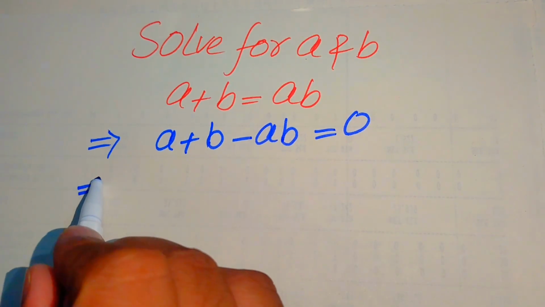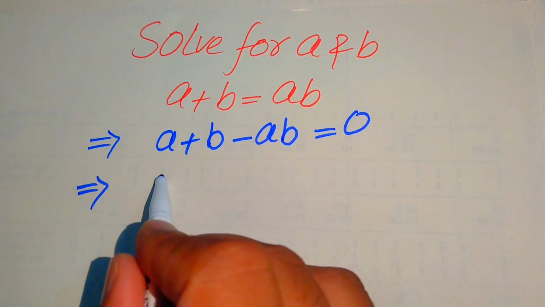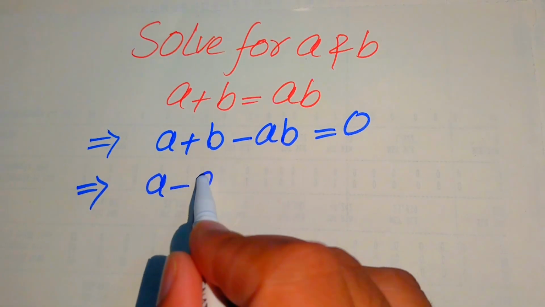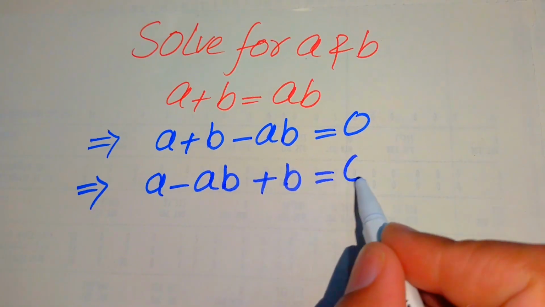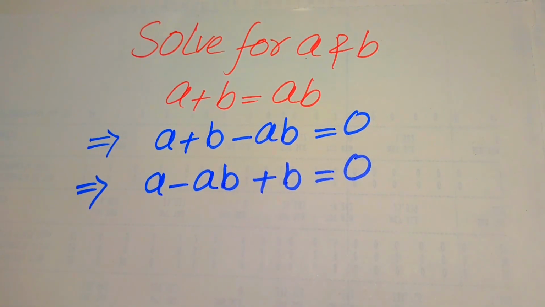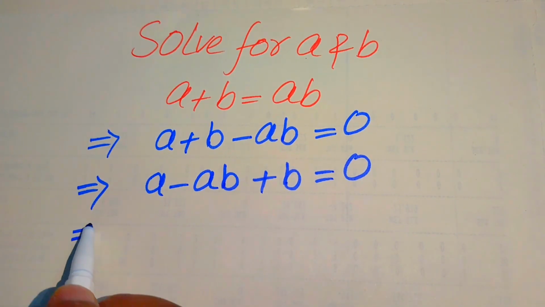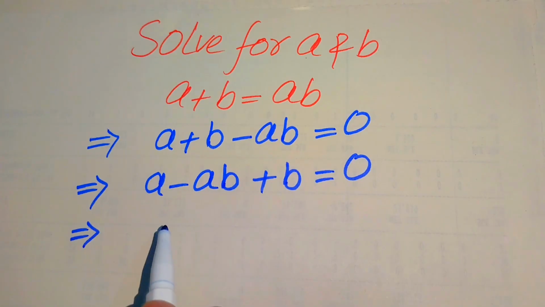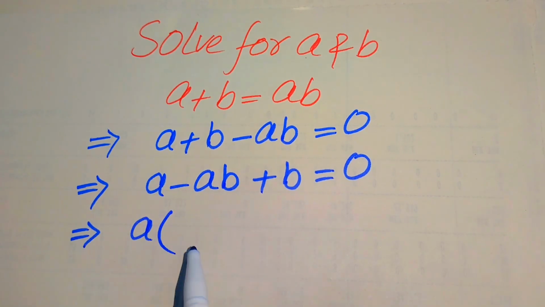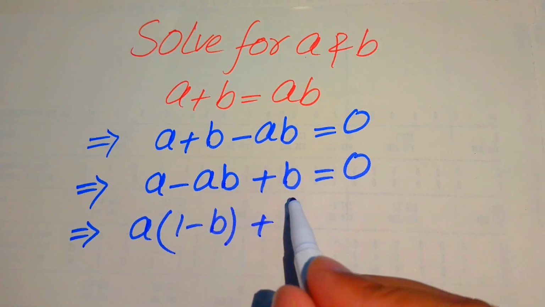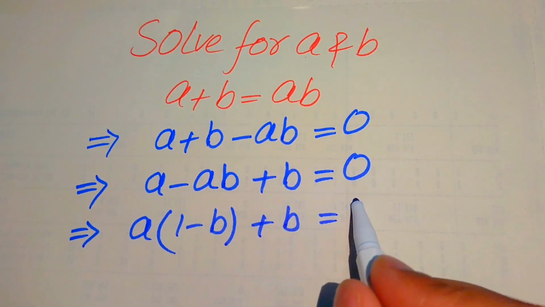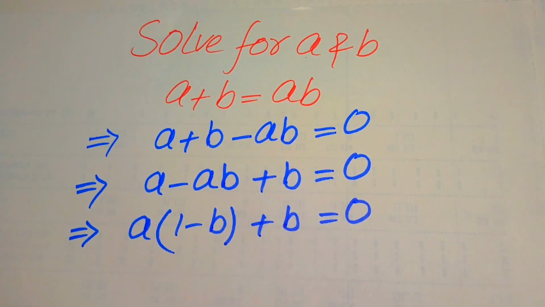Now we rearrange the terms and move minus ab to the front, and it becomes a minus ab plus b, and this whole equation is equal to 0. Now you see that from the first two terms we have a as the common term, so we take a common from here, and the remaining values are 1 minus b, plus b, and this whole equation is equal to 0.